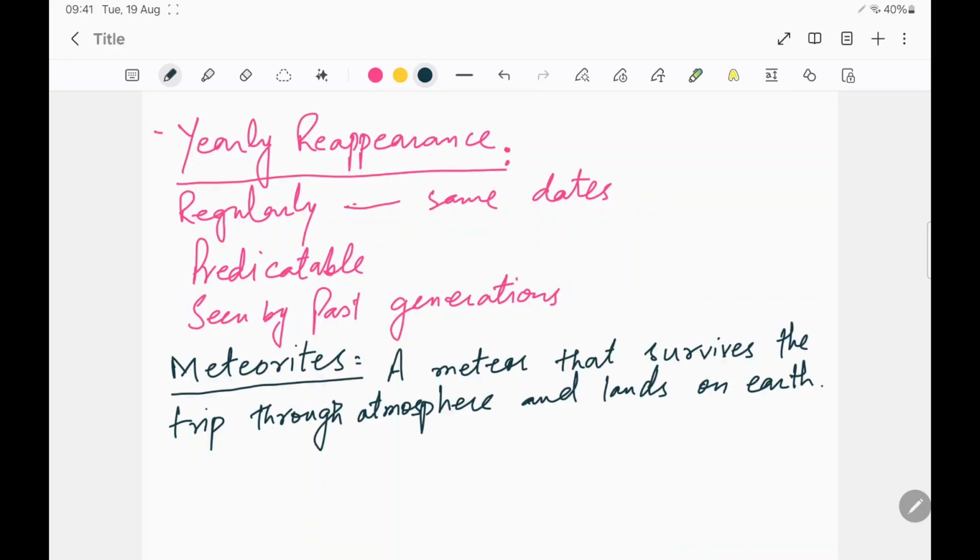The next thing, dear students, that we have to understand is the concept of meteorites. Actually, a meteor, that means a piece of rock or some substance that survives the trip through the atmosphere and actually lands or falls on Earth, that is termed as a meteorite. So this is a meteor actually that falls on the earth.